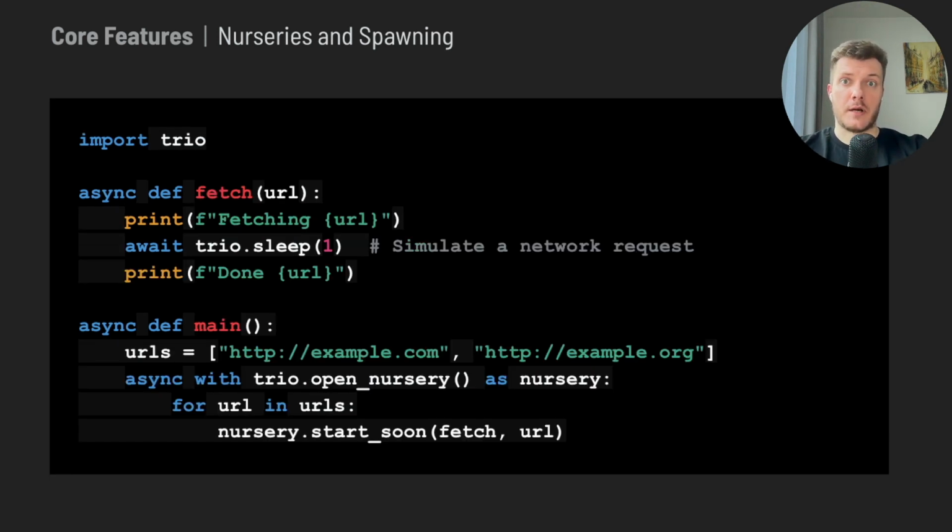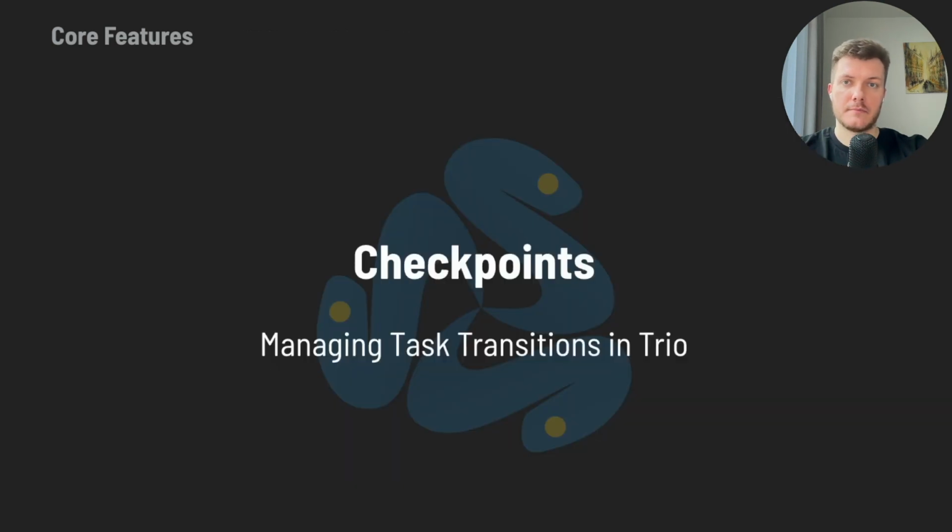With that syntax in mind, imagine applying it to something like handling multiple web requests simultaneously. Using nurseries, each web request is treated as a separate task. The nursery manages these fetch tasks, starting them almost simultaneously and ensuring all are completed before the application continues. Such a setup is ideal for improving the responsiveness and throughput of web applications.